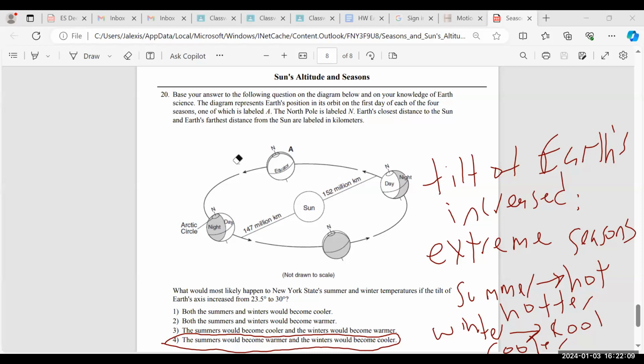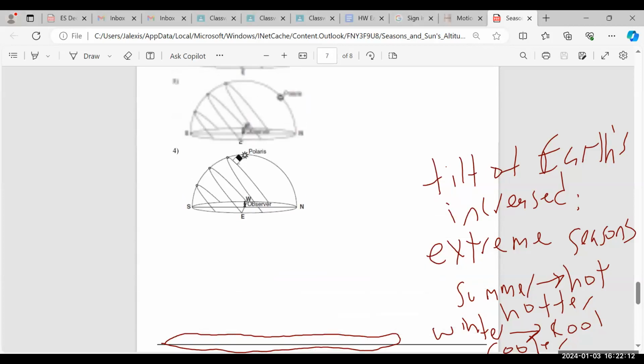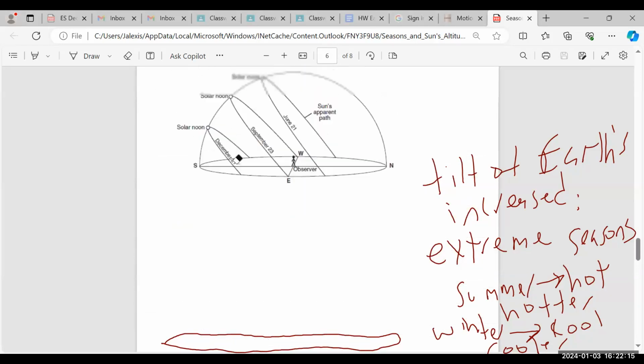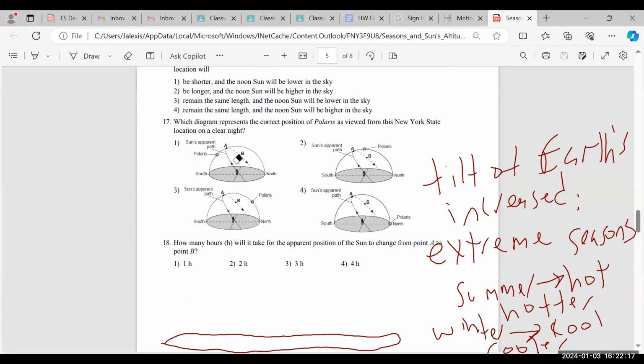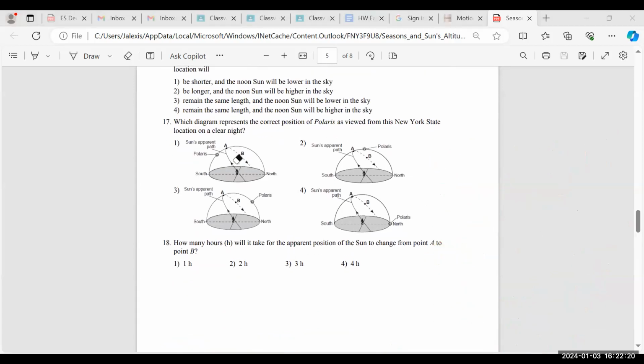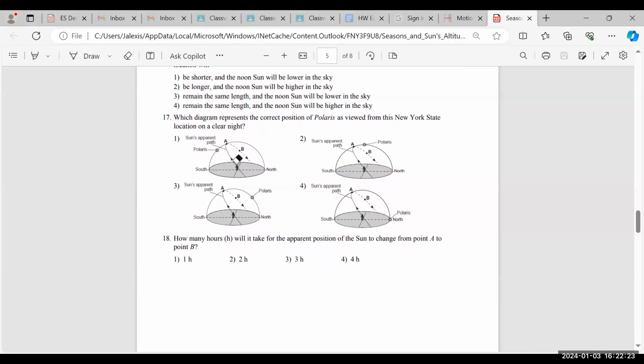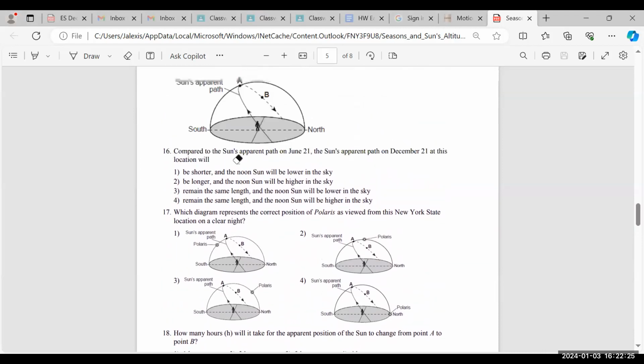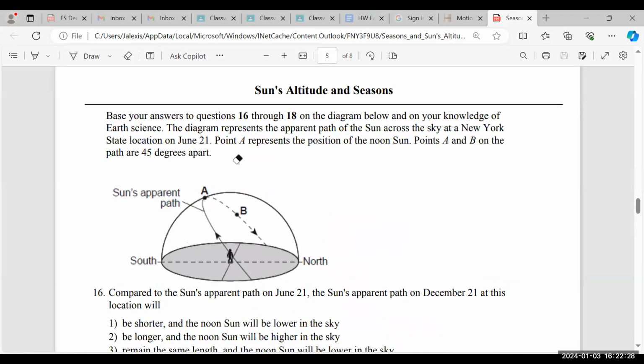All right. That is pretty much it. I almost want to show, as a bonus round, just number 18. Okay. Where it says, how many hours would it take for the apparent position of the sun to change from point A to point B? The key thing they tell you is right here. Point A and B are 45 degrees apart. You also know that point A is at its highest point, which means that it's 12 p.m. So you know point A is 12 p.m., and you know that they're 45 degrees apart.